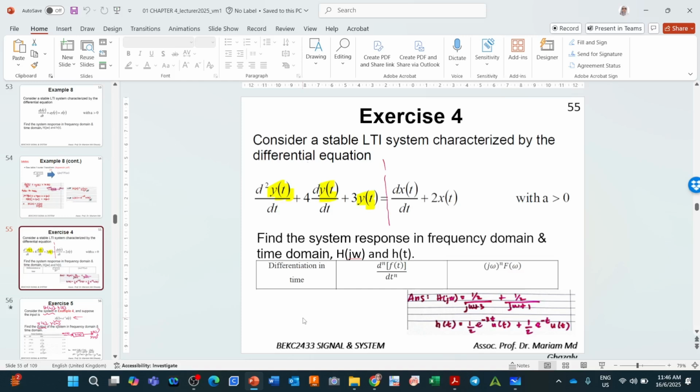And then the rest I believe you can do it. After you have done that, try to separate out and get H omega. So the part right now, get the equation for the differentiation in H omega. H omega is Y omega over X omega.